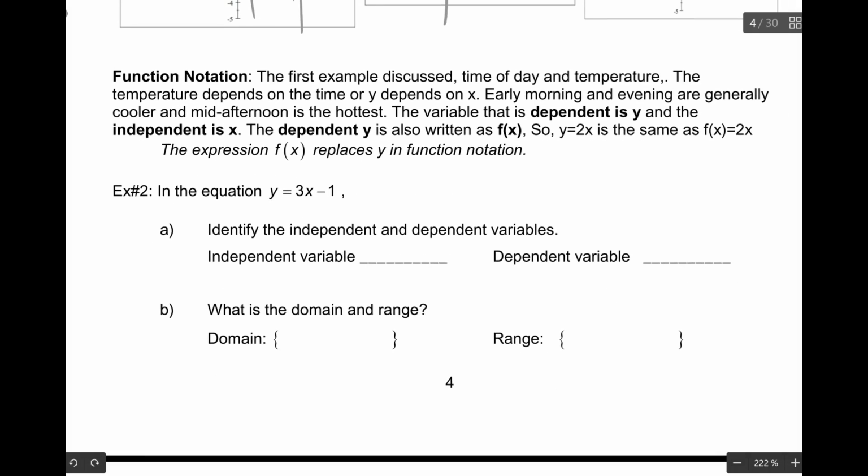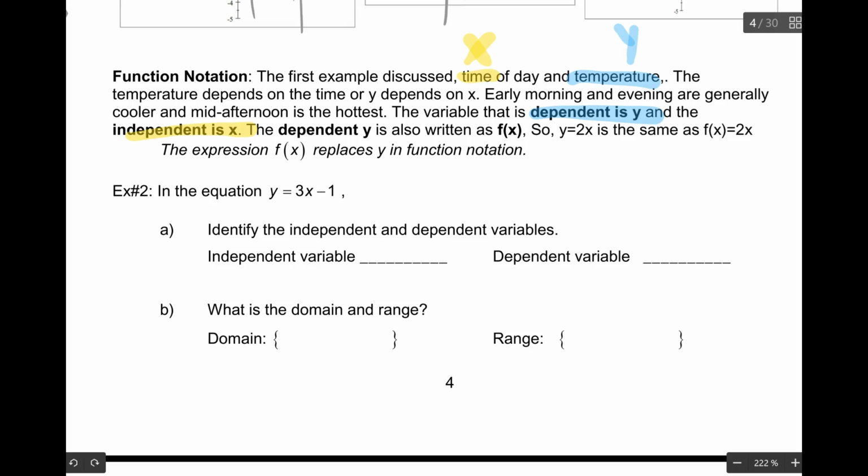Alright, so function notation. The first example we discussed, time of day and temperature. Keep in mind, temperature is y, time is x. The temperature depends on the time, or y depends on x. Early morning and evening are generally cooler, and mid-afternoon is hottest. So the dependent variable is y, and the independent variable is x.